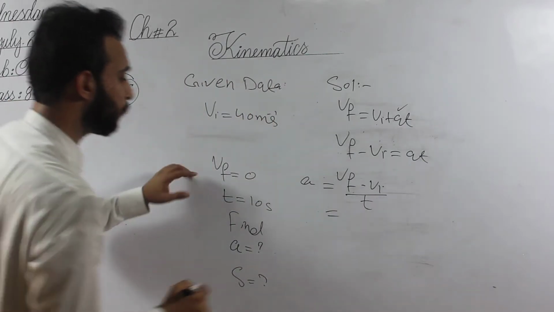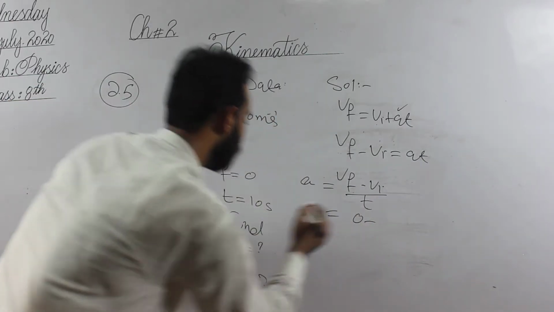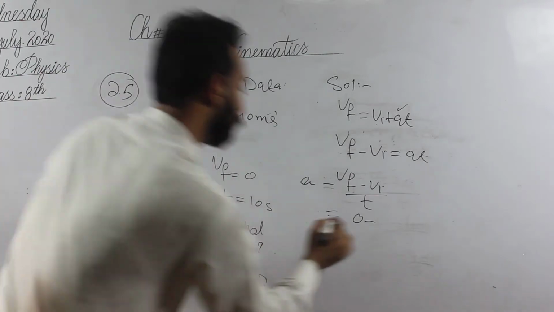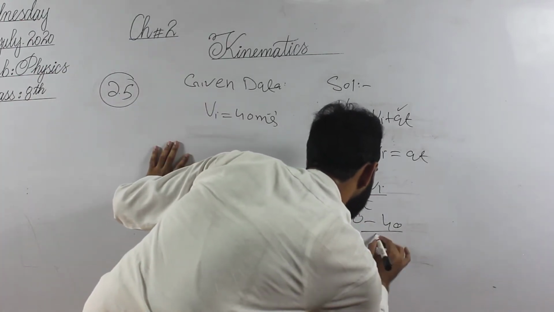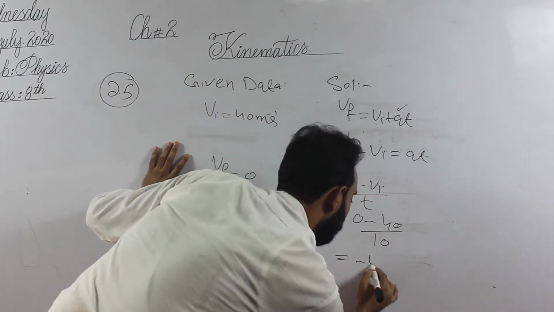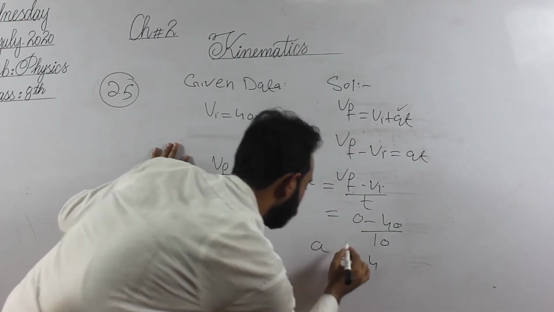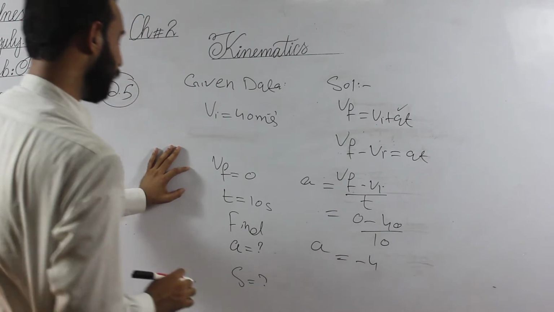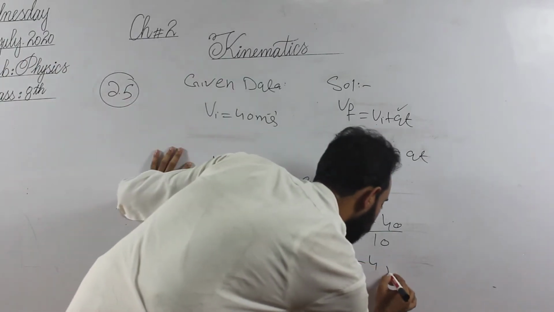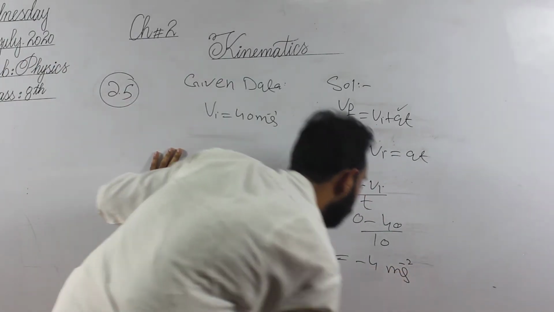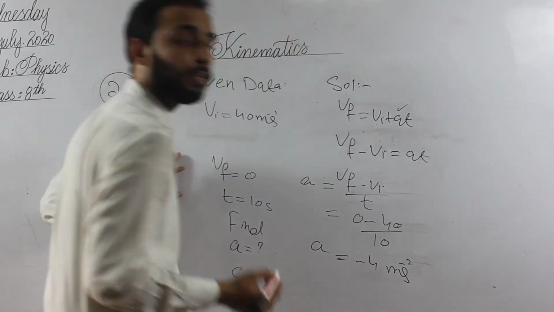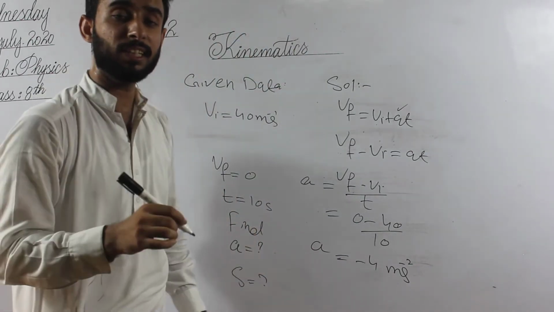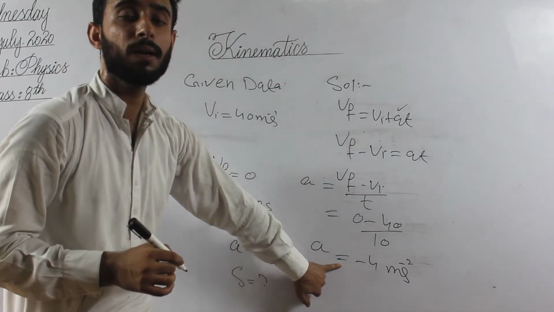Now putting the value of Vf here, we have 0 minus initial velocity, which is 40, and time here we have 10. Now we will get minus 4. As you know, the SI unit of acceleration is meter per second square. So minus, because we have to find the deceleration, that is why the minus comes here.